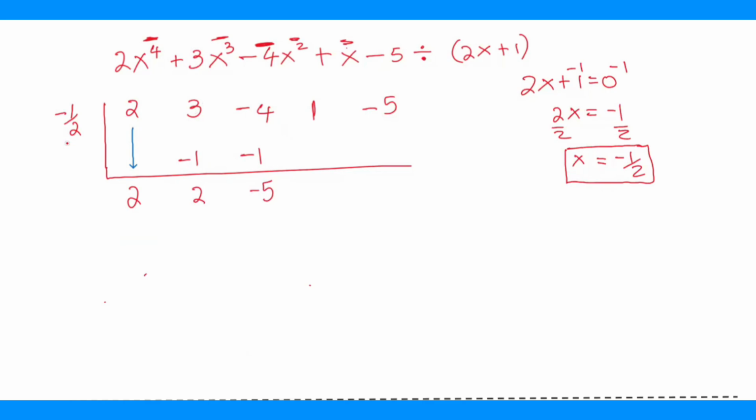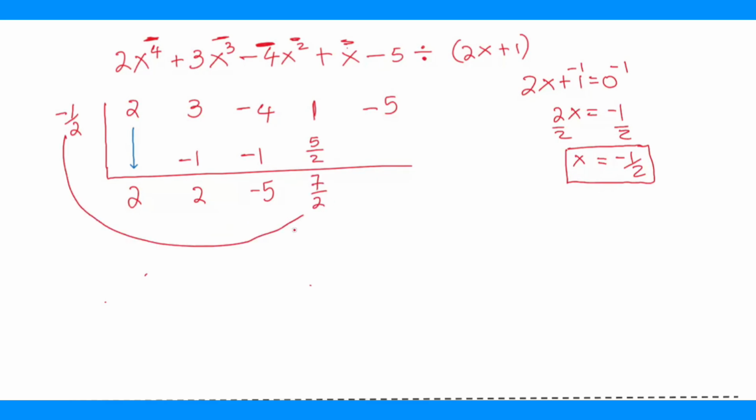Again, we have -1/2 times -5. Remember, negative times negative is a positive, so this gives us 5/2. Then we add this: 1 plus 5/2 gives us 7/2, or 3.5. So this is 7/2.